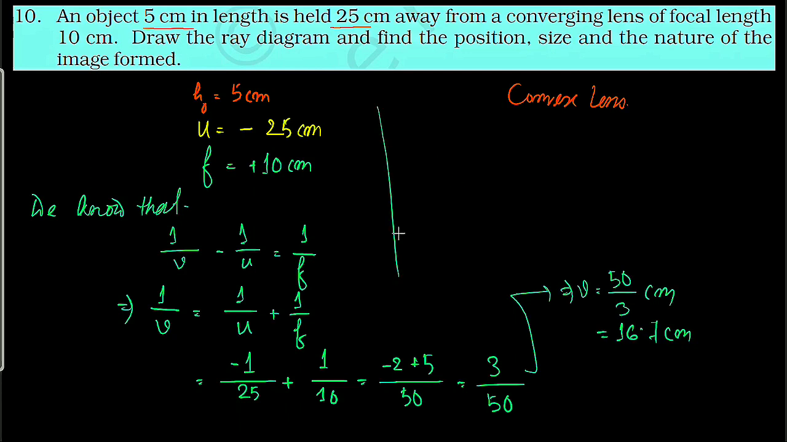So what we have got is V equal to 16.7 centimeter. What is the sign? The sign is positive. That means the image is going to be formed on the right side. So from here, we can say that the image is going to be real and inverted, right?